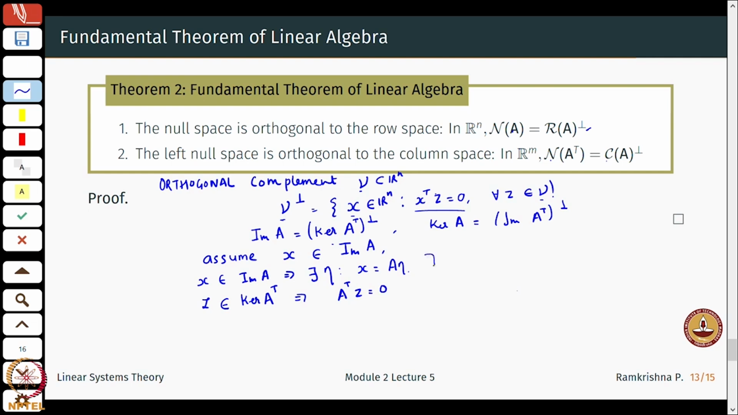Now, look at these two combined. If I take z transpose and multiply it with x, I get z transpose A times eta. Now, this is also necessarily equal to 0 because of A transpose z equal to 0, which also means that z transpose A is equal to 0. Okay. So, what does it mean, right?